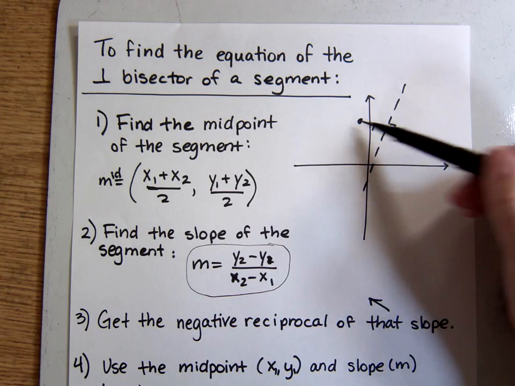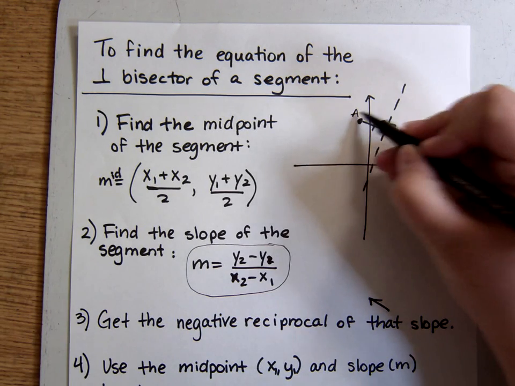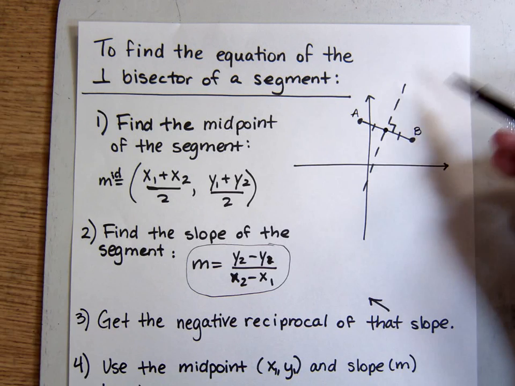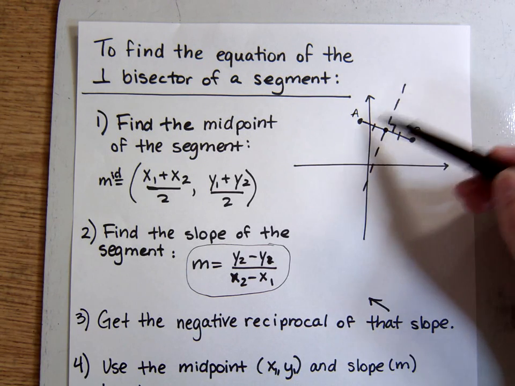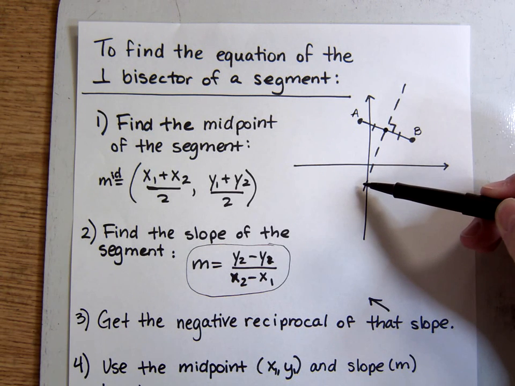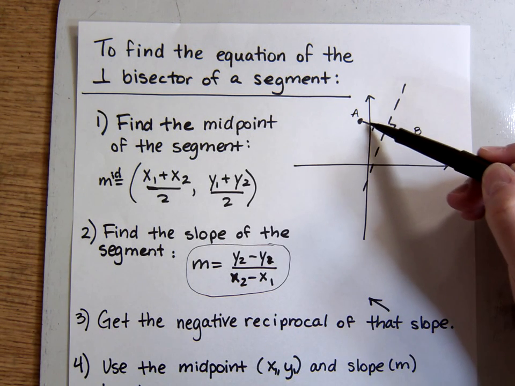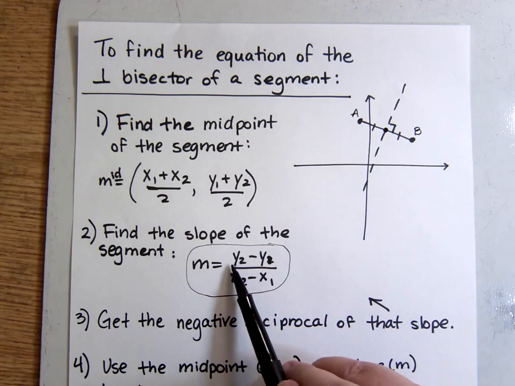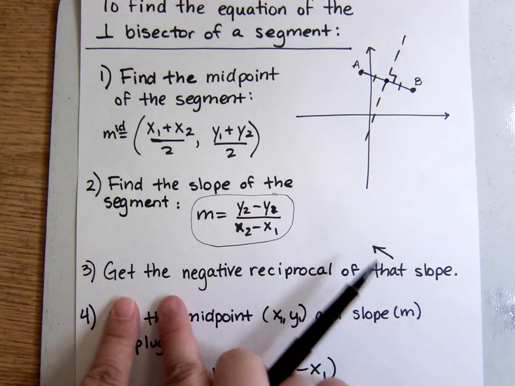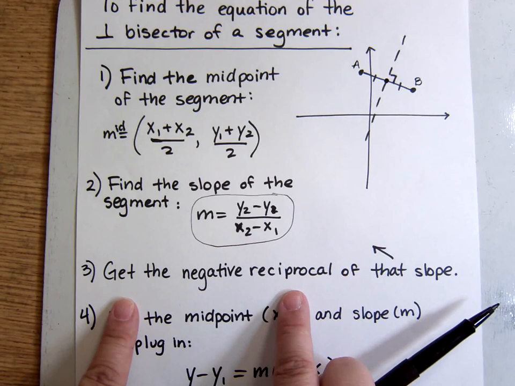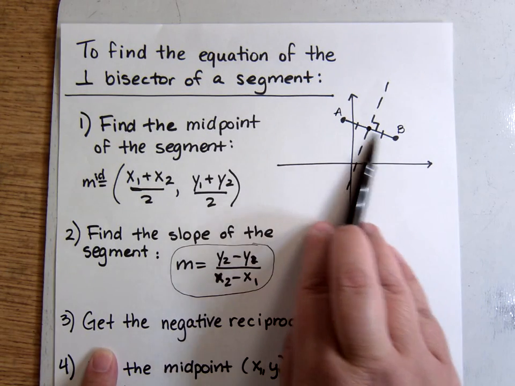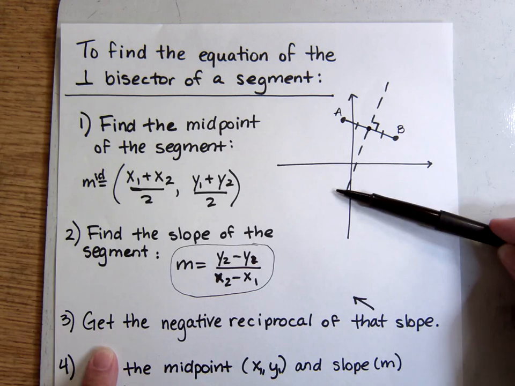The reason we need the slope of this segment, let's call it segment AB, is because I need the slope of the dotted line. And we know that the slopes of perpendicular lines are negative reciprocals or opposite reciprocals. So if I can find the slope of AB, which I'm doing here, the next thing I'm doing is getting the negative reciprocal, or really it's opposite reciprocal because it might turn out positive. You change the sign, whatever it was, and flip it over, which is what reciprocal means. So the opposite reciprocal of this slope will give me the slope of this line.